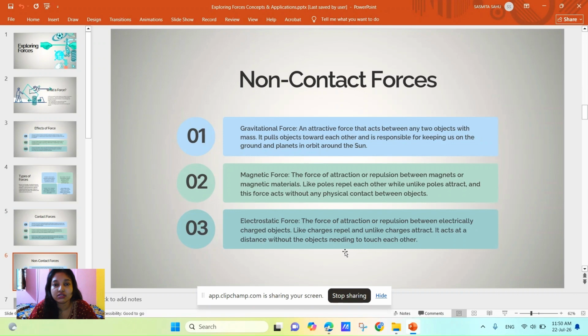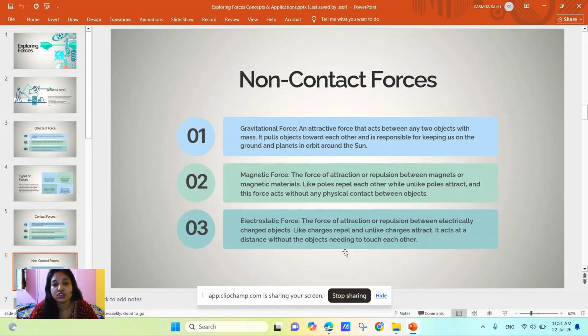Next thing is non-contact force, that is gravitational force, an attractive force that acts between any two objects with mass. It pulls objects towards each other and it is responsible for keeping us on the ground and planets in orbits around the sun. We can take an example of any leaves or any fruits falling down. Because gravitational force pulls the leaves and fruits towards the ground, so they are falling down towards the ground.